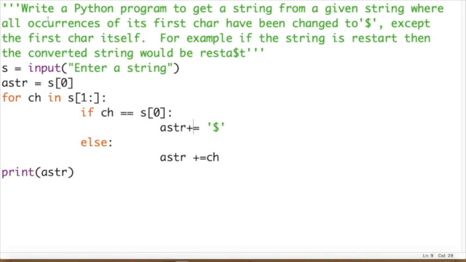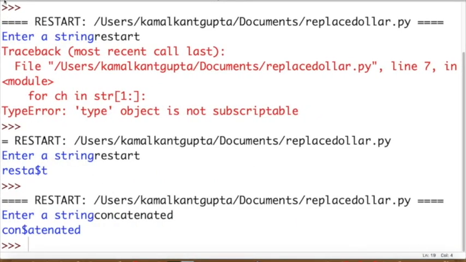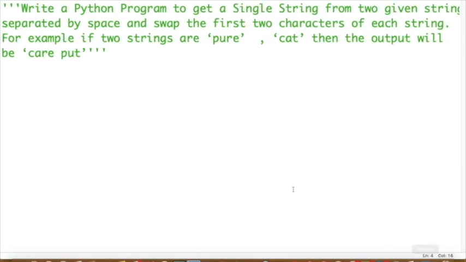Now, let's go to the next example in the given exercise. The next question in the series was this one. Write a Python program to get a single string from two given strings separated by space and swap the first two characters of each string. For example, if the two strings are pure and cat, then the output will be cure pat. So you have to enter two strings and swap the first two letters of each other. The first string will have the first two letters of the second string, and the second string will have the first two letters of the first string, right? So this is to be done in this code.